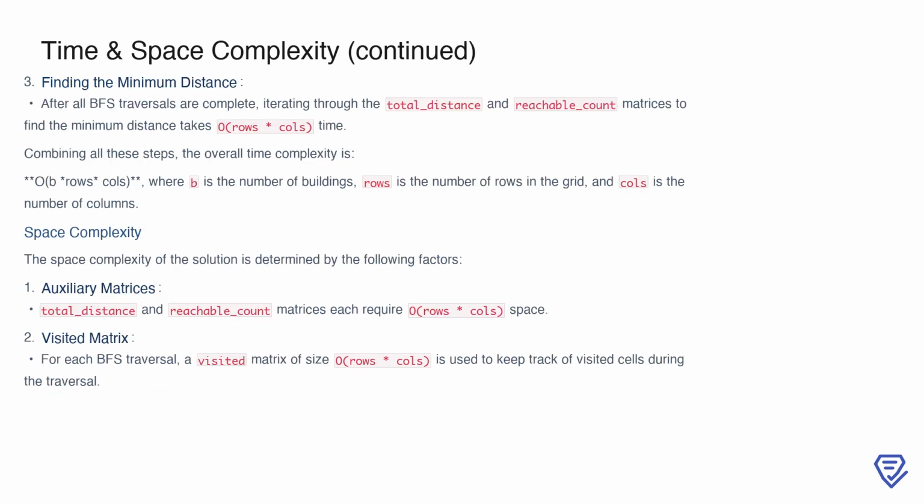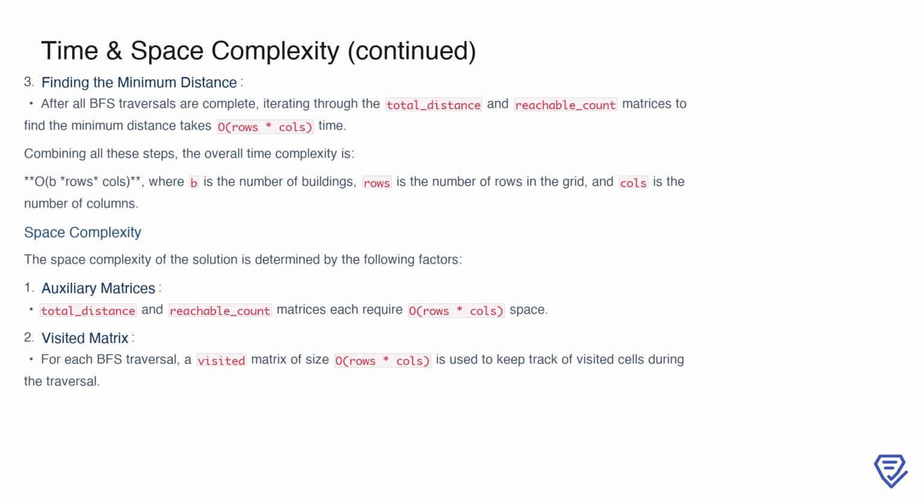Now, once all BFS traversals are complete, we still need to find the optimal meeting point. This involves iterating through the total_distance and reachable_count matrices to identify the cell where the total distance is minimized. Since these matrices have rows*cols cells, this step takes rows*cols time. When we combine all these steps, the overall time complexity is determined to be B * rows*cols, where B is the number of buildings in the grid.